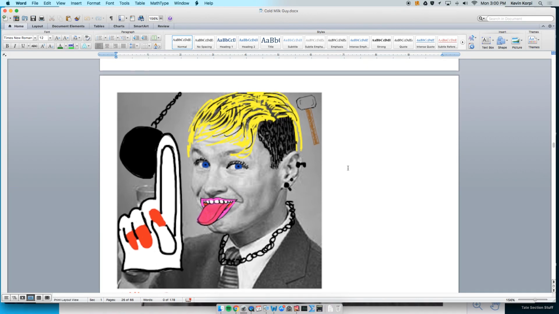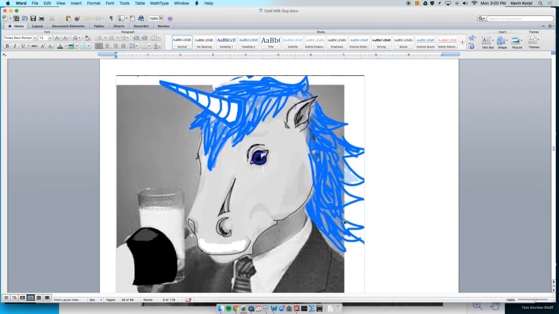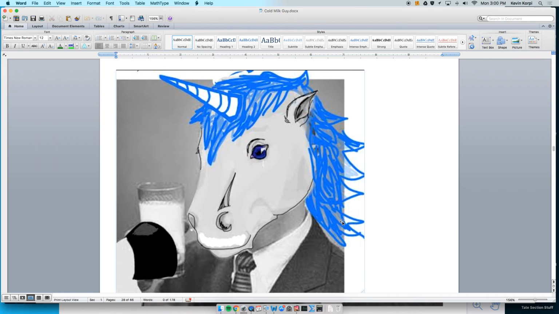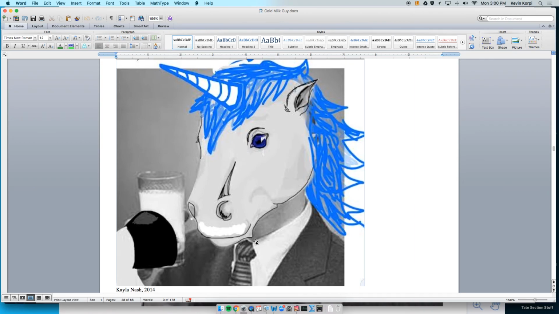Connor Kaufman did the Miley Cyrus thing with the wrecking ball, but still kept the clothes on, thank goodness. Got the suit and tie still. And then Kayla Nash, who could draw horses in 2 seconds with their eyes closed, did this one. And this would be like a good poster to put around campus if we were trying to encourage more unicorns to drink milk. It's amazing. He's got the milk mustache and the amazing holding the glass with the hoof. That's just something else.